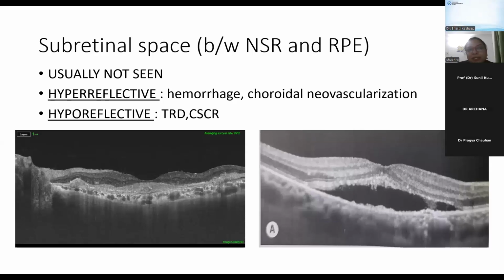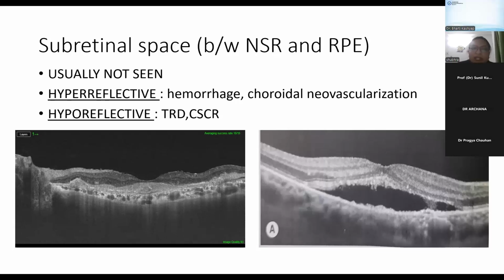Next, coming to the subretinal space. Now, the subretinal space is a potential space. Potential meaning this space is normally not seen. However, when it is seen, that means it is filled with either blood, or a neovascular membrane, or fluid.